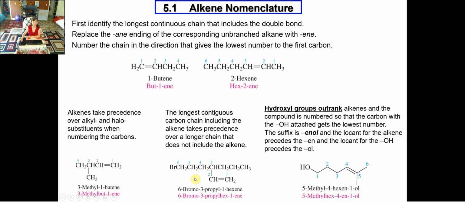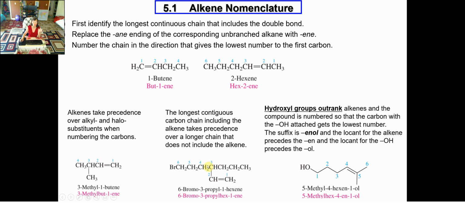The second compound, let's see. So you have carbon 1, 2, 3, 4, 5, 6, 7, which looks like the longest one. However, your alkene carbon double bond takes precedence over the longest carbon chain without a double bond. So again, from here, double bonded carbon, number 1, 2, 3, 4, 5, 6. Therefore, you call this compound hexene. And then you have a substituent composed of 1, 2, 3 carbons. From propane, you call it propyl. So you have carbon 3 with propyl. And then at carbon 6, you have a bromo.